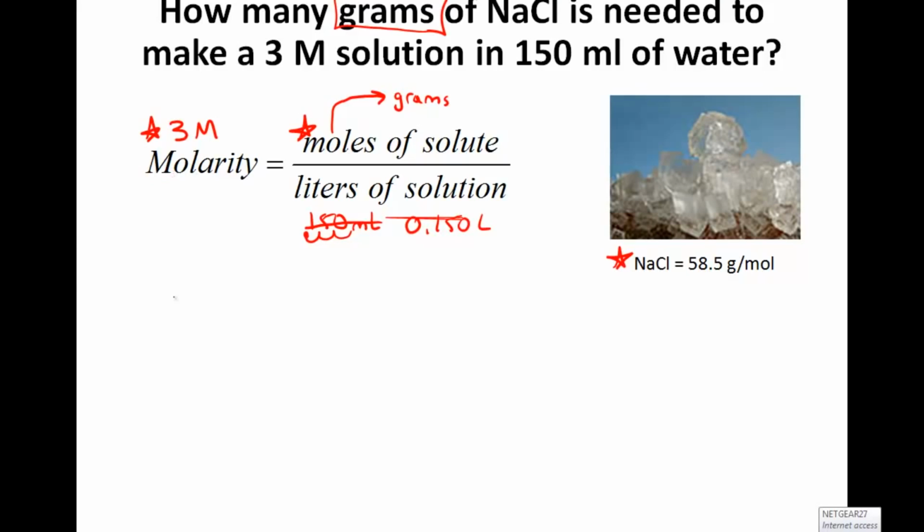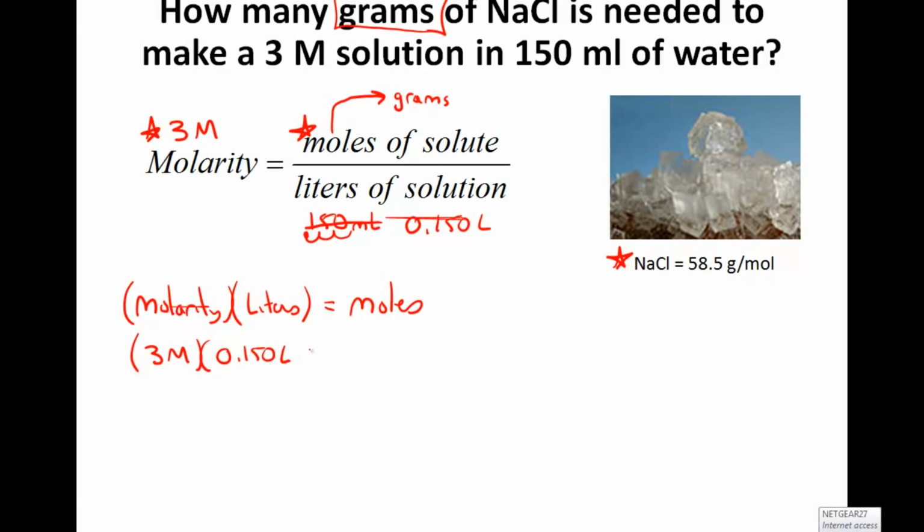What you saw from last time was that the molarity multiplied by the liters is going to equal the moles. And so we're just going to plug the numbers in now. The molarity was 3 molar. The volume in liters was 0.150. And when I crunch the numbers, I end up with 0.45 moles of NaCl. Sorry about those straight lines. Somehow it's doing that.